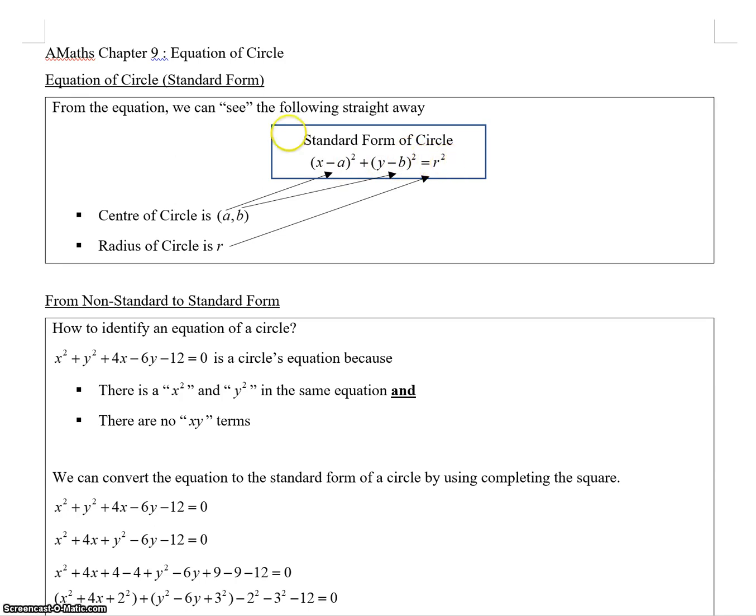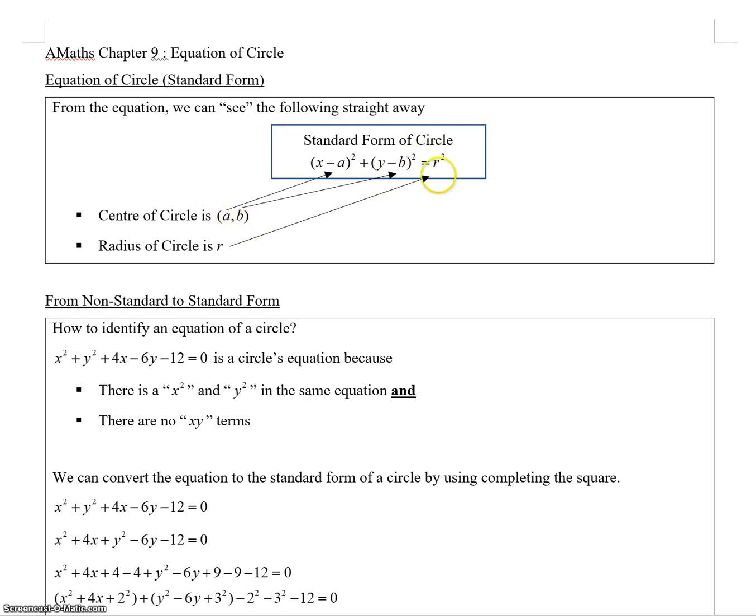Now there's a reason why this is called the standard form, because from this form we can see many important things straight away. So for example, the center of a circle is (a, b). A comes from here. When x equals a, we get a minus a, and then the whole thing becomes 0. It's the same story for the y. That's why from here you can see the center straight away.